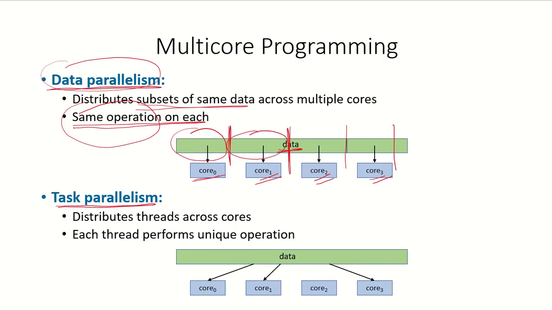What is task parallelism? Here each thread performs a unique operation. That means the data is same. This whole set of data is being sent to the different cores and each core is performing a different task on this data. So the data remains common over here and the task that is performed on that data is different, and each thread over here will perform a different task on the same data.